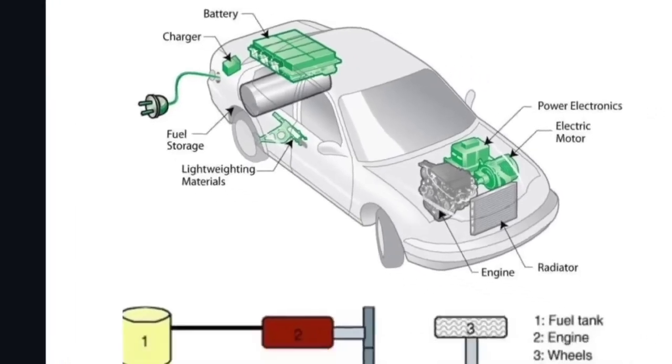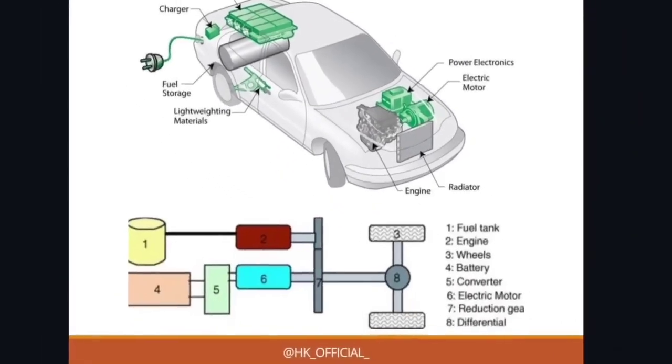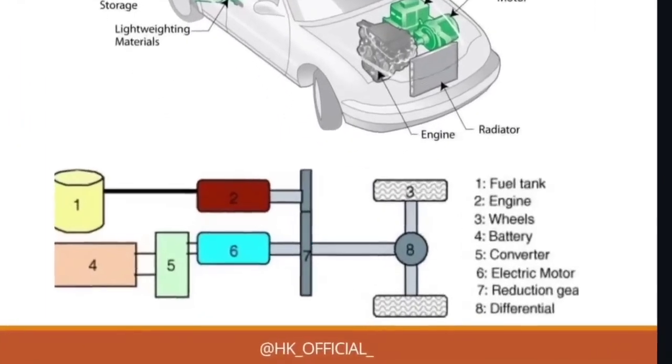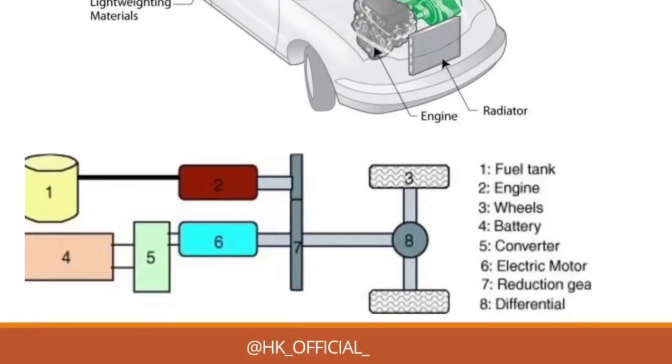This is the complete layout of your HEV, and here is the simple one which you can draw as a layout in your exam. If you mention these numbers, inside you can write what those numbers represent. The first one, cylinder type, is your fuel tank. Then it is connected with 2, that is the engine. Then 3, the wheels. Fourth is your battery. Fifth is your converter, which is connected to the electric motor, sixth, then seventh is your reduction gear, and then eighth is the differential. So this is the simple layout of your HEV.